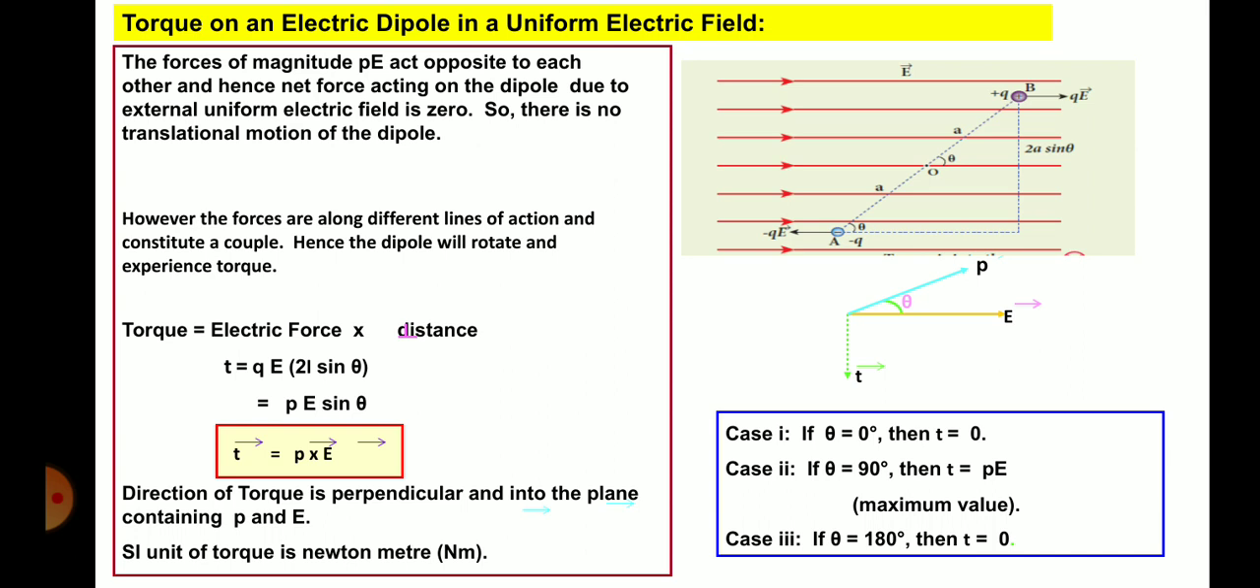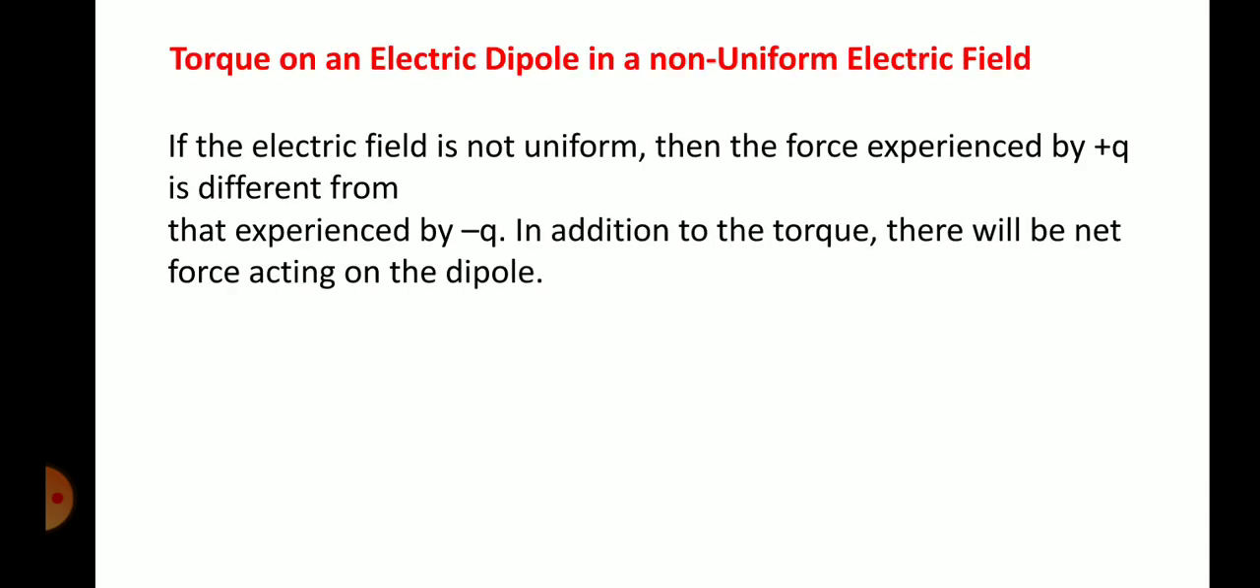Then there are three special cases. When theta is equal to 0 degrees, the torque is 0. When theta is equal to 90 degrees, the torque is PE, which is the maximum value. When theta is equal to 180 degrees, the torque is again zero. Next we studied what happens when the dipole is placed in a non-uniform electric field. Each charge will experience a different force, so the net force will not be zero. In a non-uniform electric field, the dipole experiences both torque as well as net force.